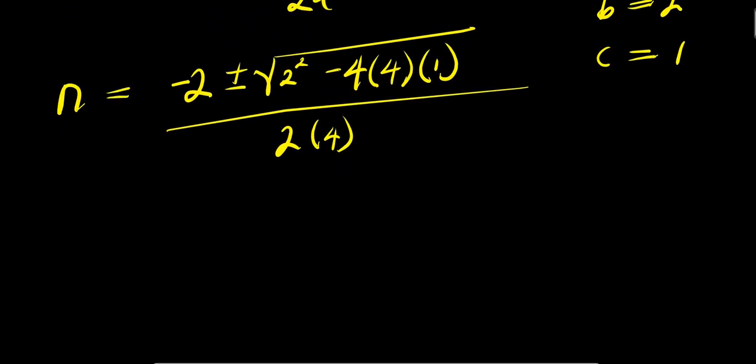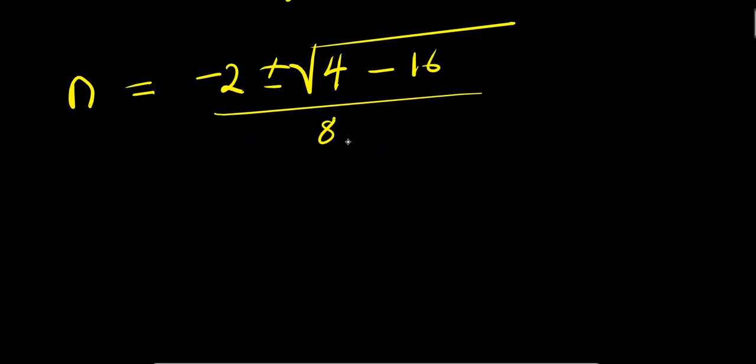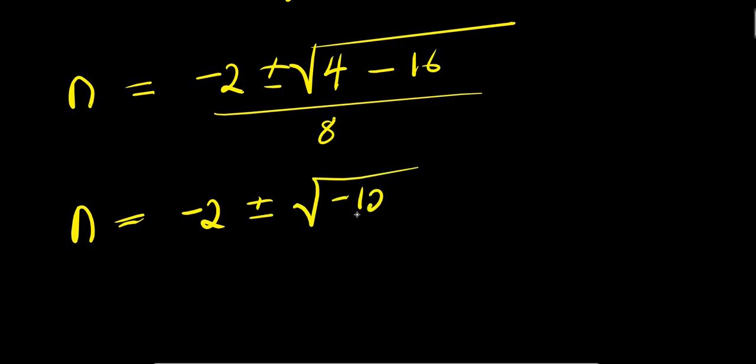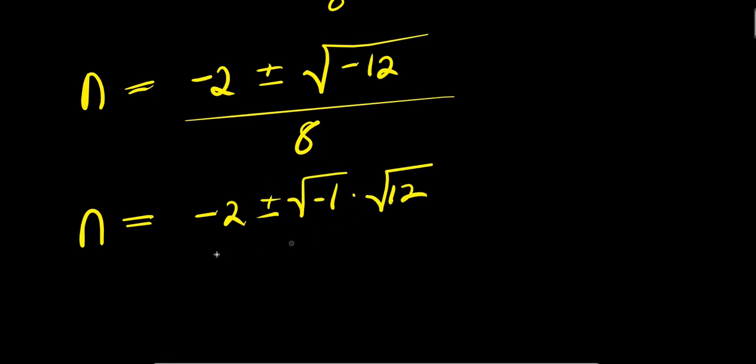So from here, n equals negative 2 plus or minus square root of 4 minus 16 divided by 8. So from here we have n equals negative 2 plus or minus square root of negative 12 divided by 8. So n equals negative 2 plus or minus square root of negative 1 times square root of 12 divided by 8.